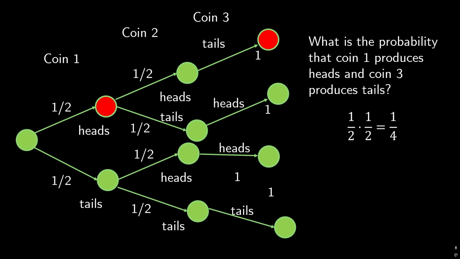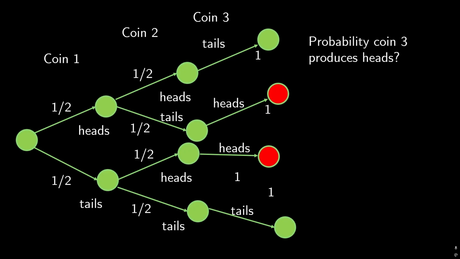Okay, or you could ask something like, what is the probability that coin 3 produces heads? Now there's two ways to walk the tree here. Either you can go heads, tails, heads, or you can go tails, heads, heads. So each time you do the walk, it's half times half, and there are 2 possible leaves in this tree for you to reach coin 3 with heads. So that happens to be half times 2, which is half.